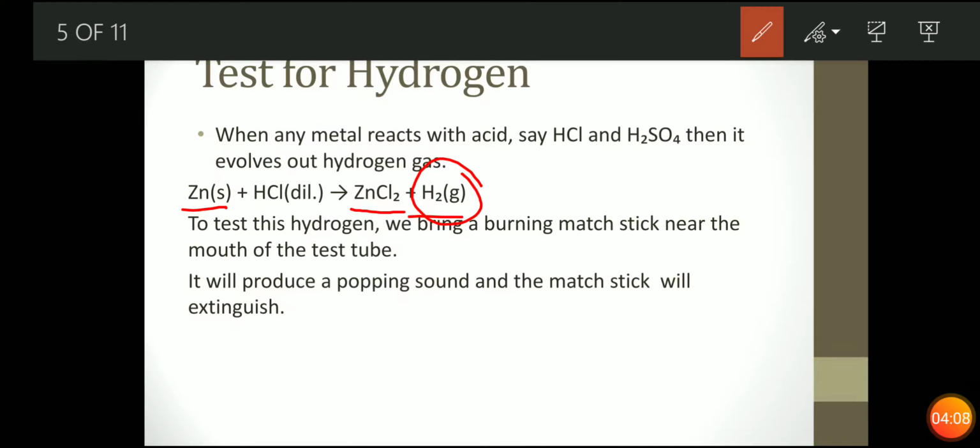So how will you detect whether hydrogen gas is evolved or not? It is not necessary that we only react HCl over here. We can take H2SO4 also because it is an acid. Now how will you test that it is hydrogen gas? Whether the gas that has evolved is hydrogen gas or not?